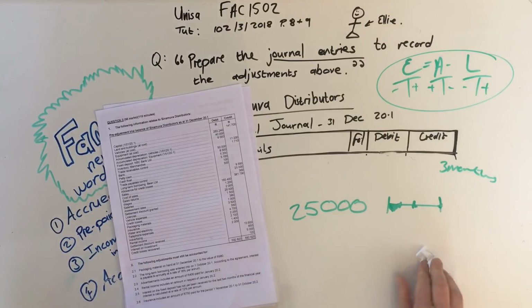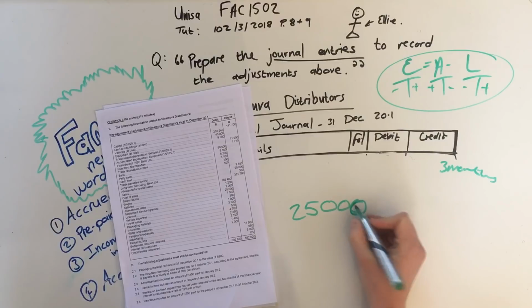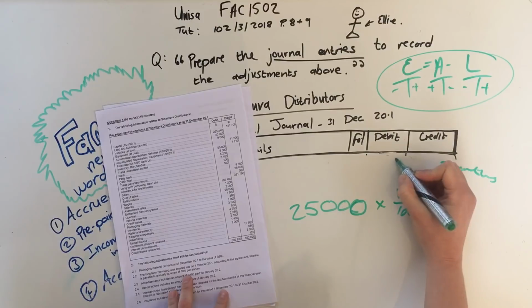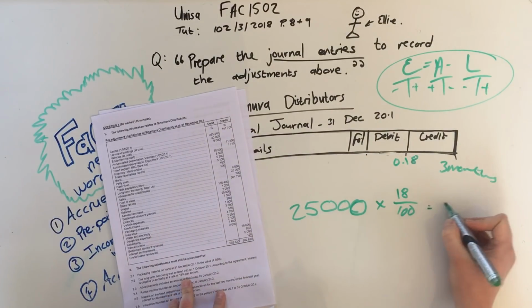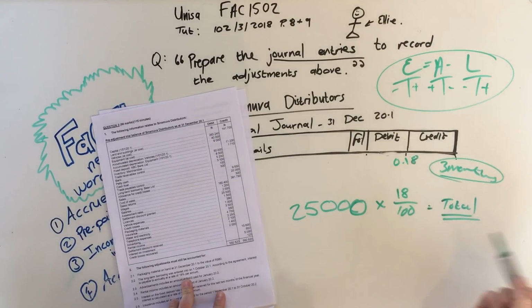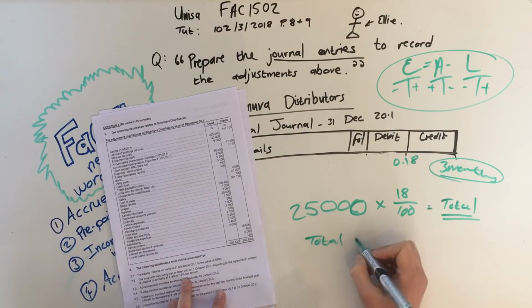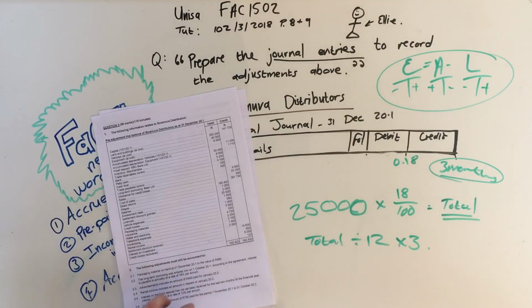But we have to accrue for this year's stuff in this year. So we're going to work out the interest of this one, which is 18%. You can say 18 divided by 100, or 0.018, or 18 with the percent key on your calculator, and then you get the total interest on this loan. We only need to record 3 months of it because it's October, November, December. So we take the total, divide it by 12 to get a per month interest, and then times it by 3. So the total divided by 12 times 3.